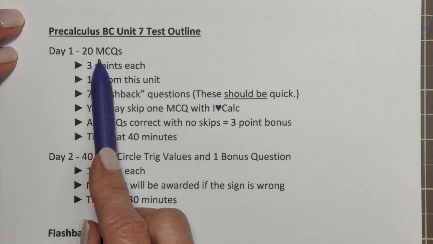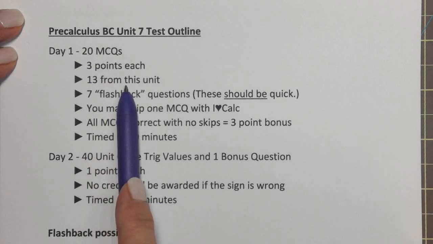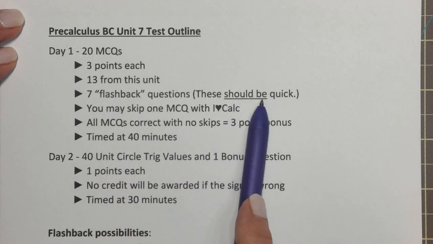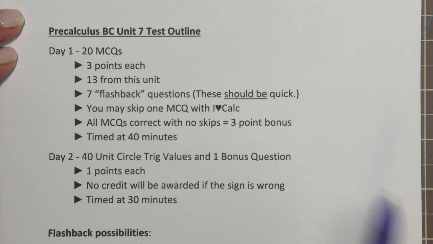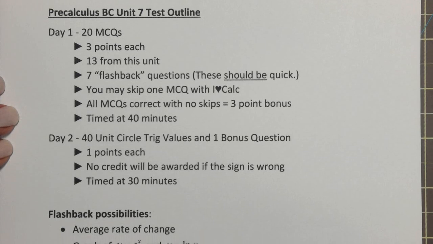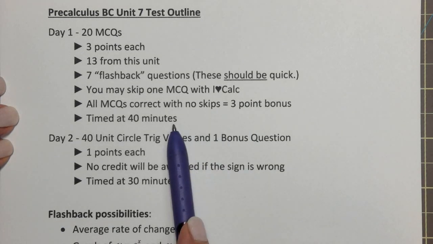Day 1 is all the multiple choice questions. These are going to be 3 points each, 13 from this unit, 7 flashback questions. In general, those should be quick. You're going to be able to skip 1 multiple choice question with iHeartCalc. If you get all multiple choice questions correct with no skips, you get a 3-point bonus. I plan to time this at 40 minutes.